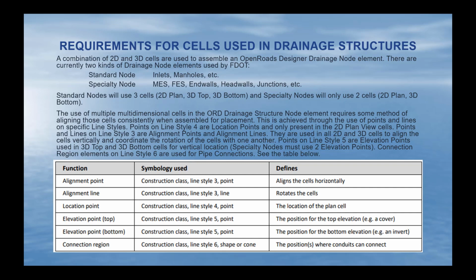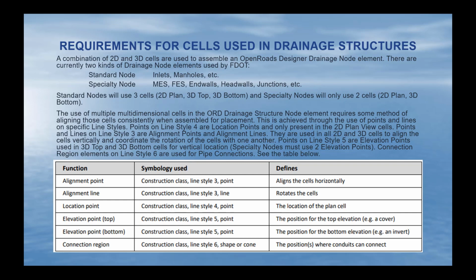Location points are the next, and they will always be in the 2D cell only and will be line style 4. This actually is where you place the cell. This point will be what used to be called the placement point in our Geopak drainage cells.